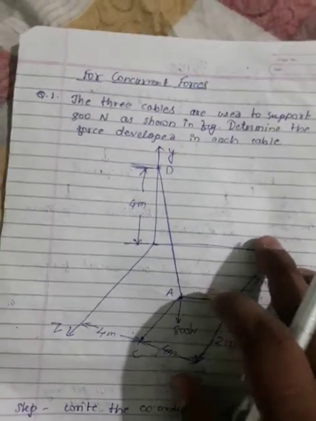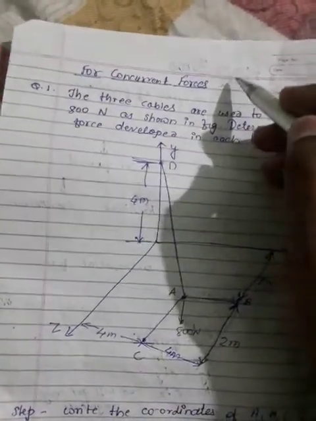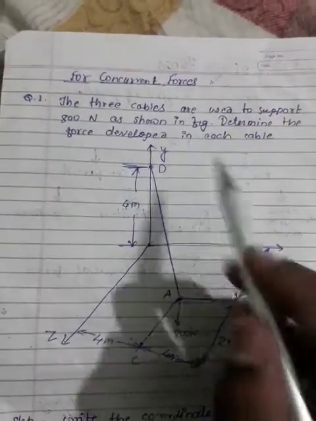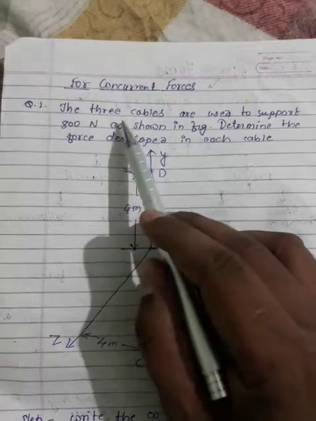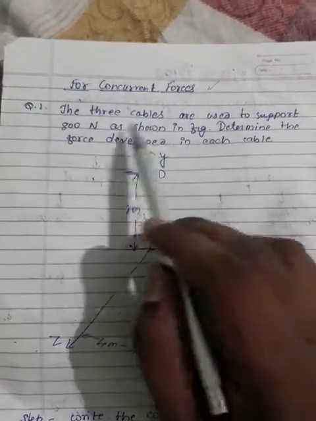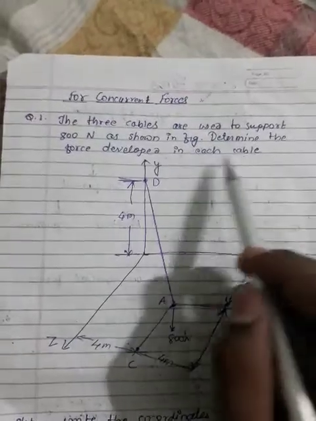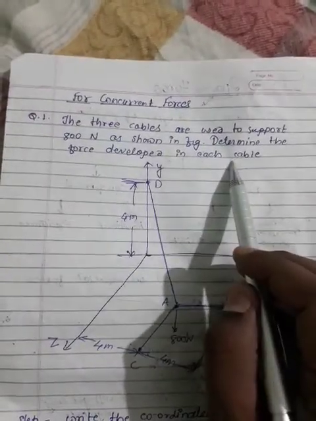Now we are going to deal with a numerical on the concurrent force system. In the numerical they have given: three cables are used to support an 800 Newton load as shown in the figure. Determine the force developed in each member.